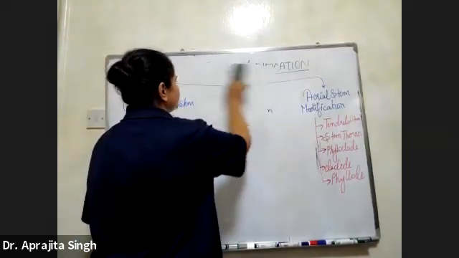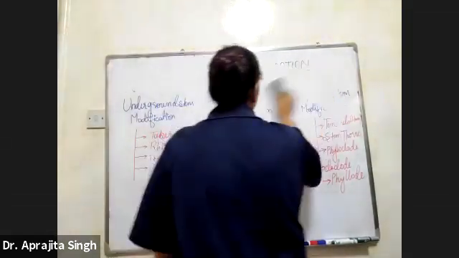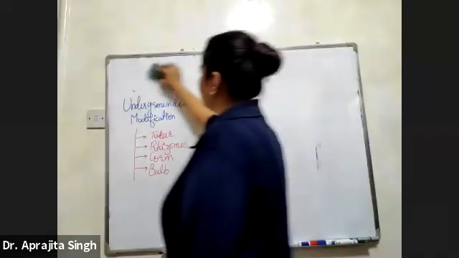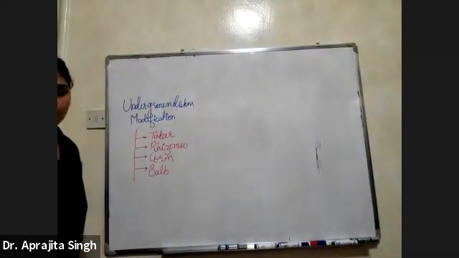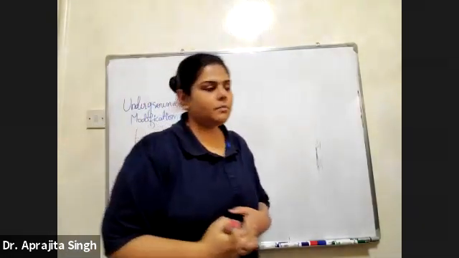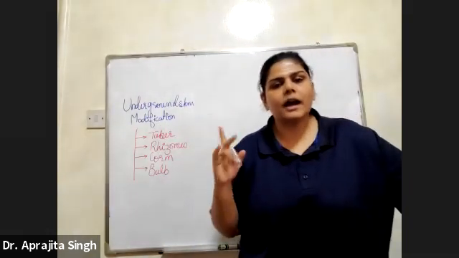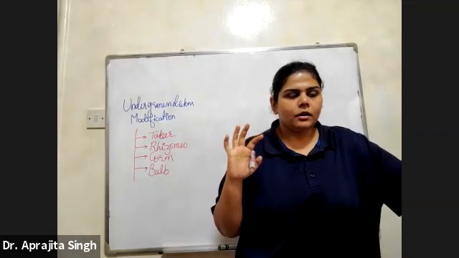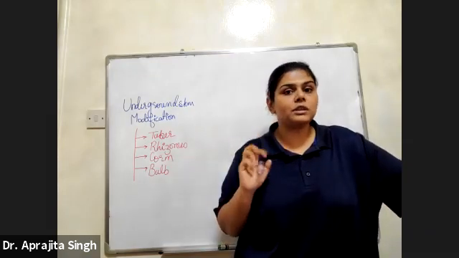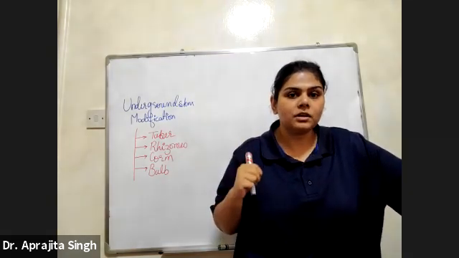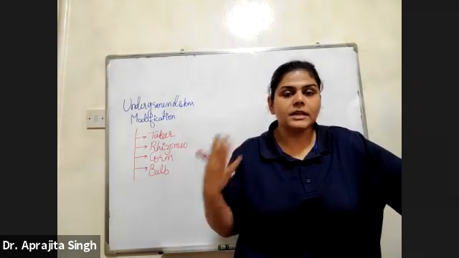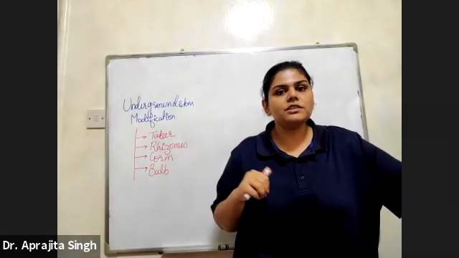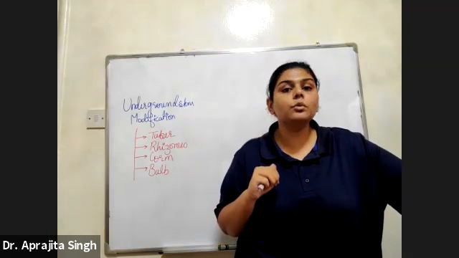The first part which we'll go through is the underground stem modification. So what is the underground stem modification? In the last class, I think I told you that there are many types of modification. Root modifications: the roots storing food, like carrot, radish, turnip, sweet potato. These are roots which store food. The roots got modified. And what are the characteristic features? They have root hairs.